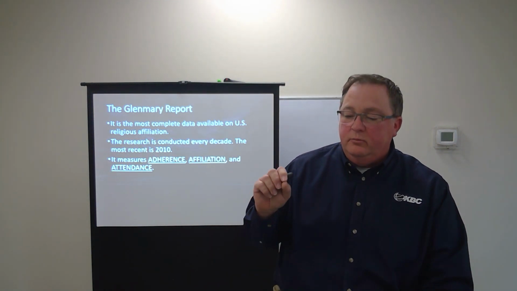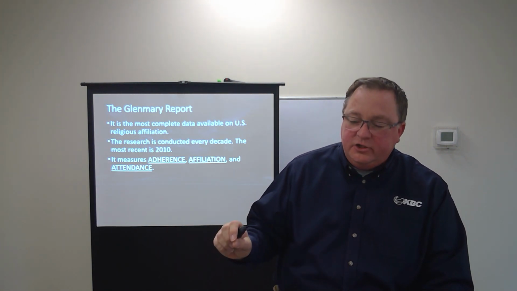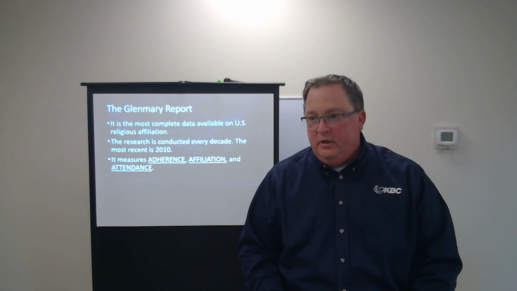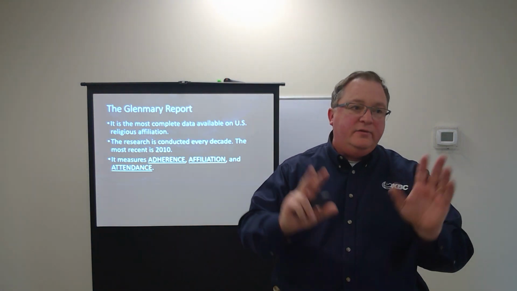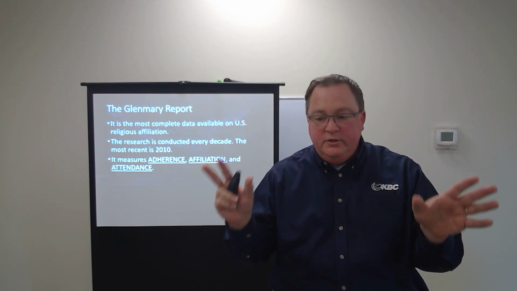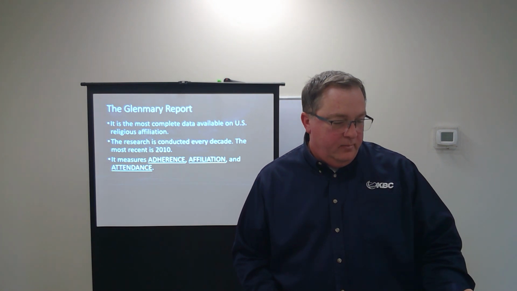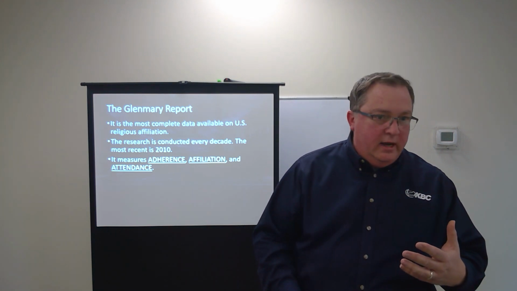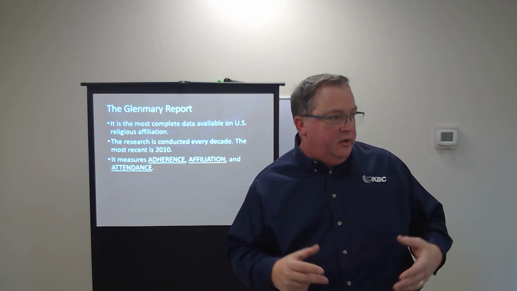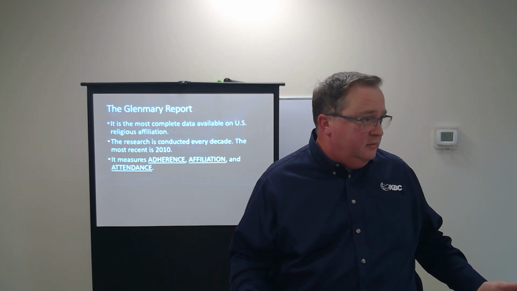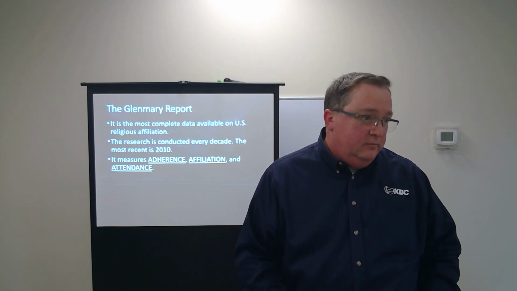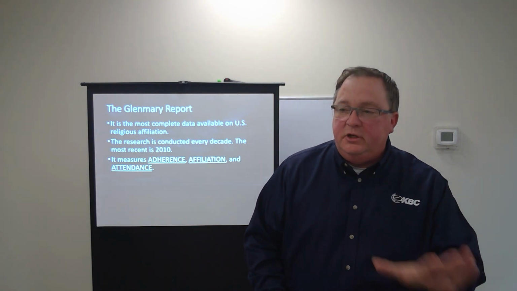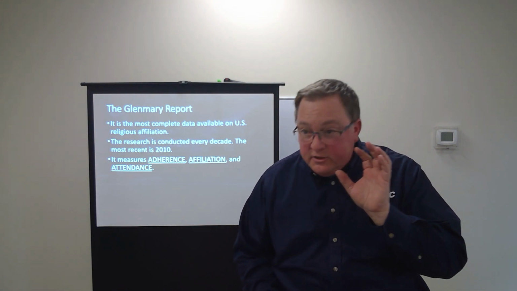The Glenmary research measures adherence, affiliation, and attendance. Now, what do those things mean? Well, each one means a little something different. Adherence is just basically, is there a faith system? Is there a denomination, a religious group that you basically adhere to? It's kind of like reading an obituary, and someone has passed away, and down at the end of that obituary, it'll say he or she was of the Methodist faith. Well, what does that mean? That means that somebody in the family said, well, they kind of inclined themselves toward that particular group. That's adherence. Affiliation is the next step, and it's when you actually join a group.